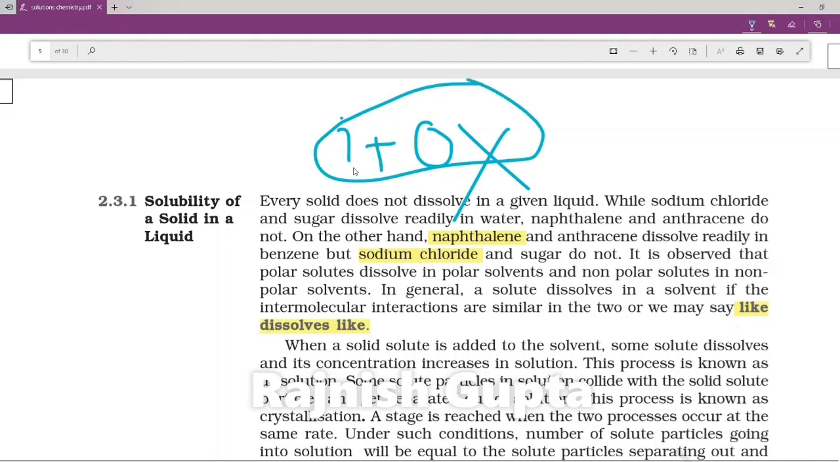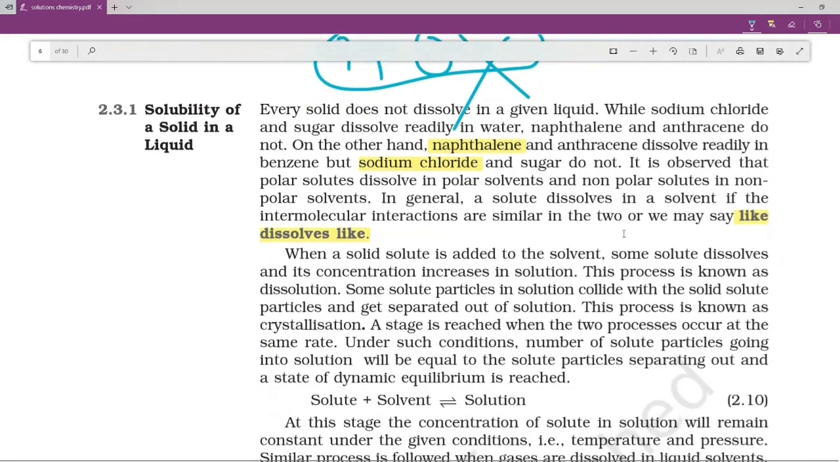And similarly, if you are going to dissolve two ionic compounds or two organic compounds, then obviously they are going to dissolve with each other. That is what it is saying here, like dissolves like. Here some examples are given, that is polar solutes dissolve in polar solvents and non-polar solutes in non-polar solvents. It is a very important line, please underline that.